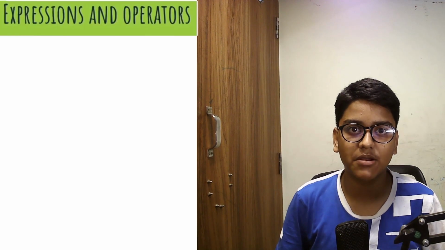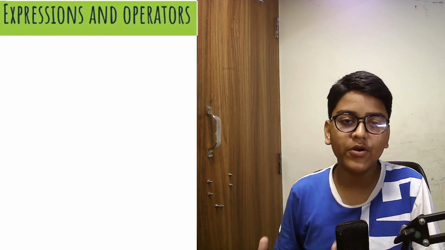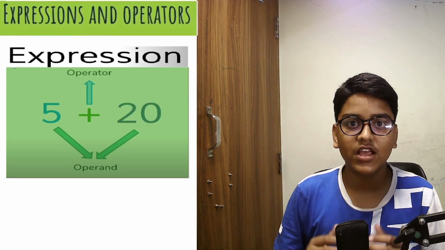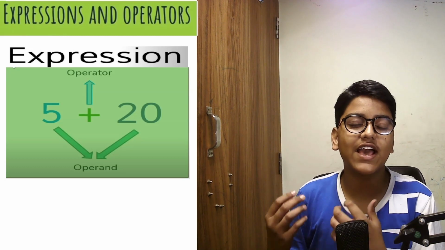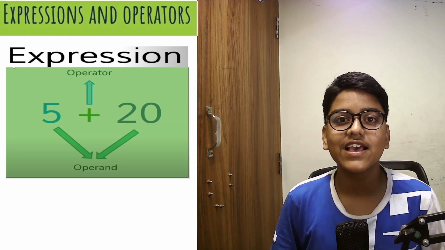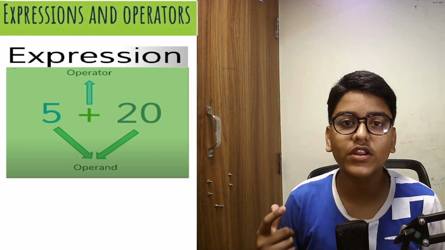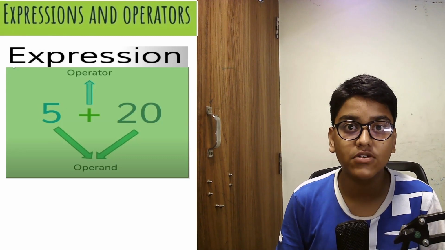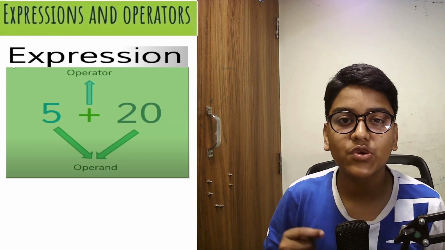Now in this video we are going to learn about expressions and operators in JavaScript. Friends, an expression is a combination of operand and operator, and it will perform the operation on the basis of whatever operand and operator you have provided. For example, on the screen you can see as the operands we have 20 and 5, and the operator over here is the addition symbol. So the output of this expression will be 25.